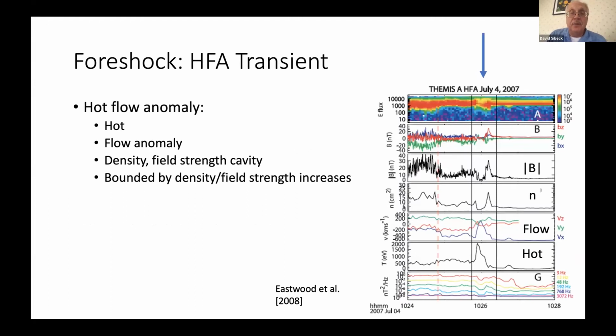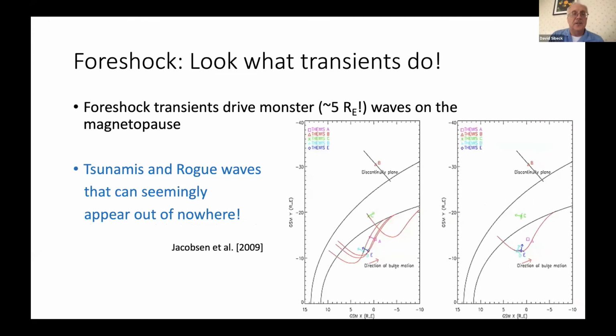Here's an example of one, and perhaps it doesn't look too impressive to you. There is a hot flow anomaly hiding in this figure. You can kind of see it by the bumps in magnetic field strength and density and the big deflection in flow, which makes it a flow anomaly. But perhaps you're not impressed by that. You think that's just a wiggle. But look what it does to the magnetosphere. Those sort of events can drive 5 RE amplitude waves on the magnetopause boundary. That's pretty big. And those waves propagate anti-sunward with the solar wind. Big effect.